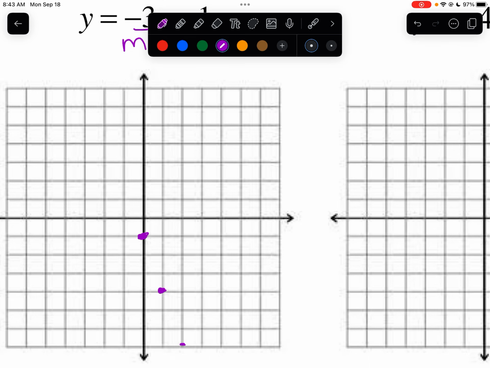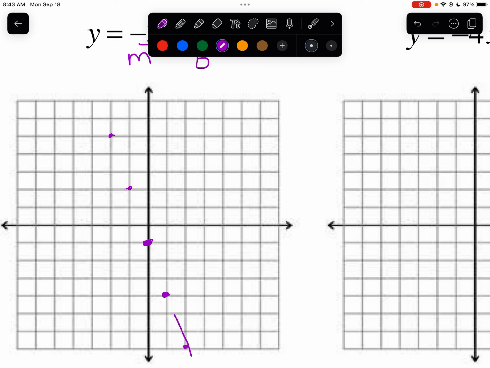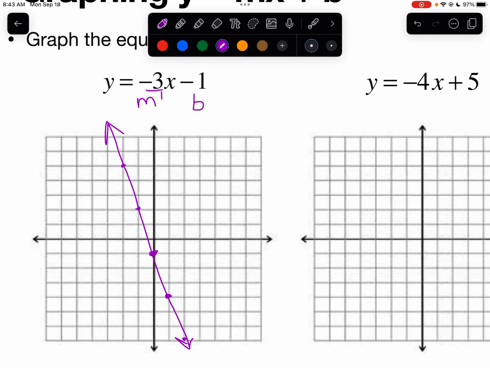We could do that again to get another point, and if you wanted to make your line even more accurate, you could do the same pattern in the opposite direction. My lines are hardly ever straight on here, so please bear with me on that.